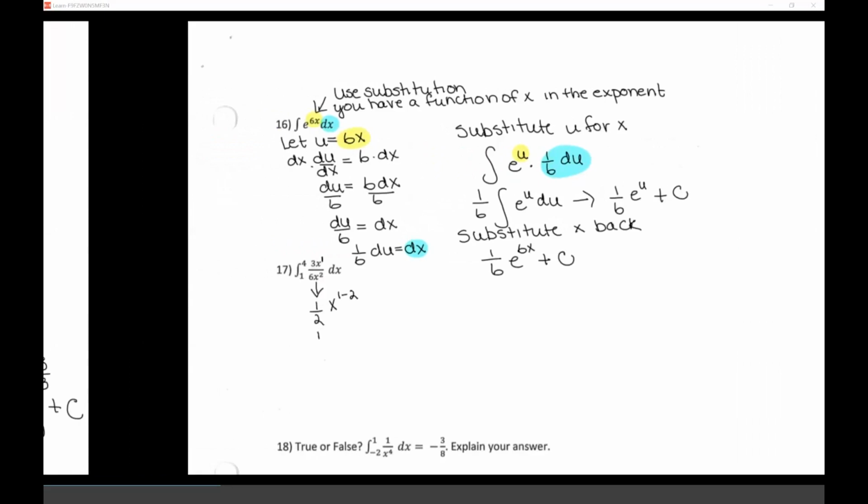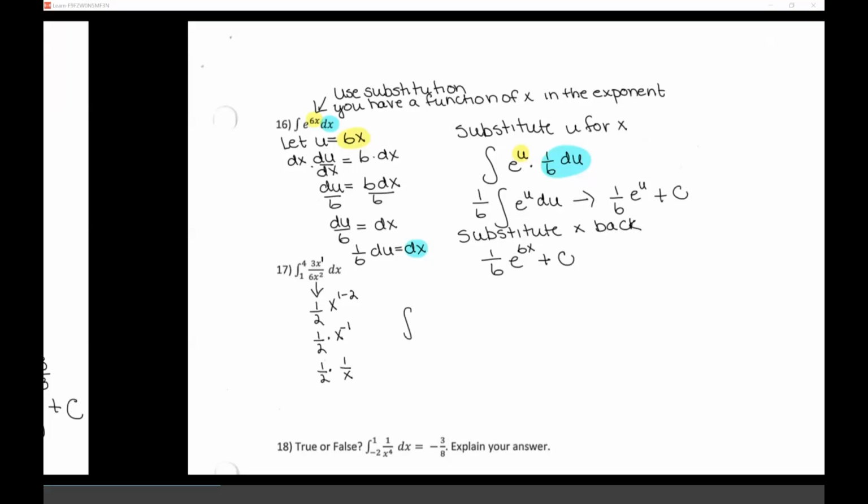Right, so this is 1/2 x to the minus 1. Or you could even write that as 1/2 times 1 over x. There's one more power of x in the denominator than there is in the numerator.